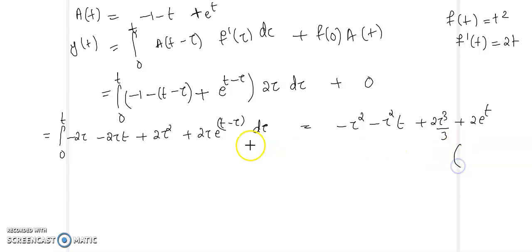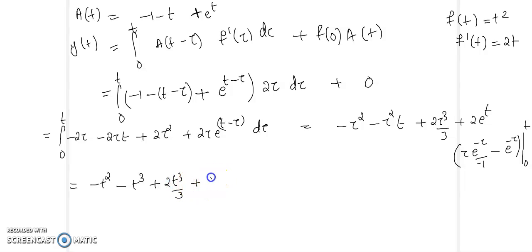So when you take the integral of tau e raised to minus tau, that will give tau e raised to minus tau by minus 1 minus e raised to minus tau. So applying the limits from 0 to t, that will give minus t square minus t cube plus 2 t cube by 3 plus 2. Here, when you apply the two limits, the limit at zero will be 0. So here you will get e raised to t is common.